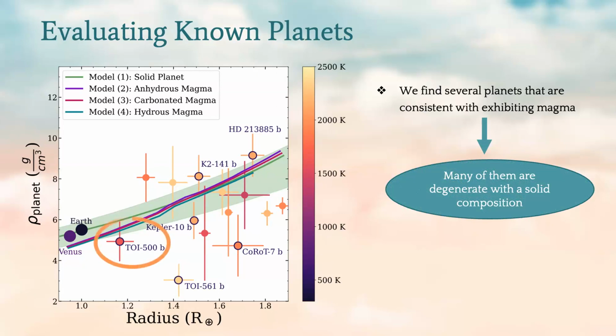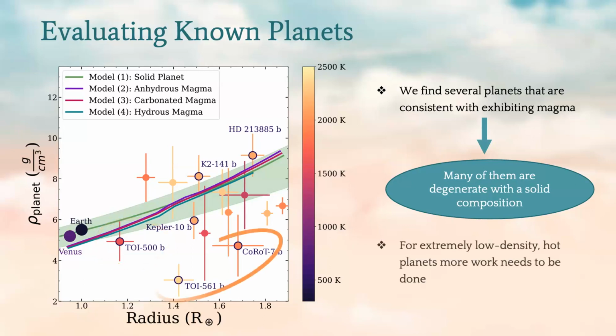And so for planets like this, maybe we could tell a difference, but for the majority, we're not. And also for these extremely low density planets, magma can't explain them alone. So we need to do some other work to figure out why these planets are so weird.